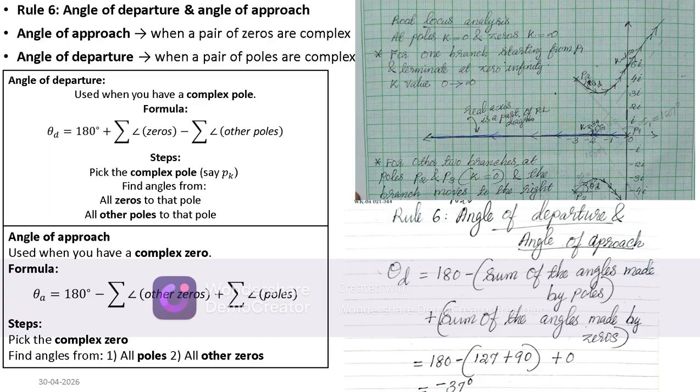Next, moving on to rule number 6, angle of departure and angle of approach. When a pair of zeros are complex, there will be an angle of approach, and when a pair of poles are complex, there will be an angle of departure. Already initially we mentioned that all the branches start at poles.